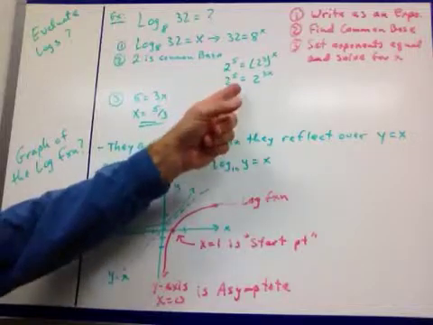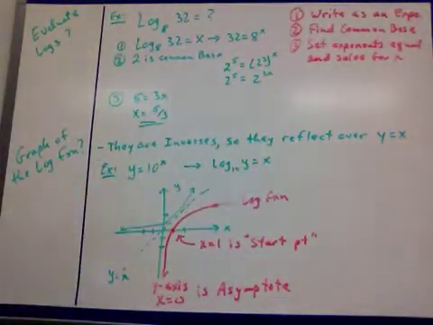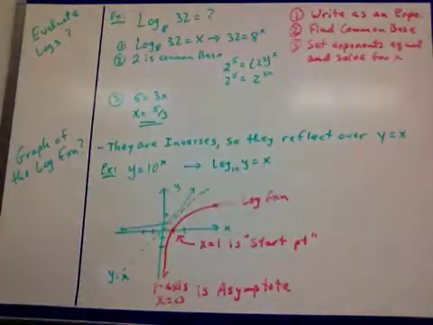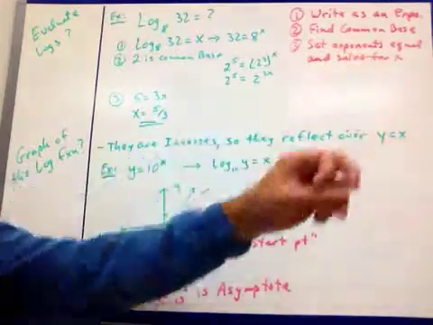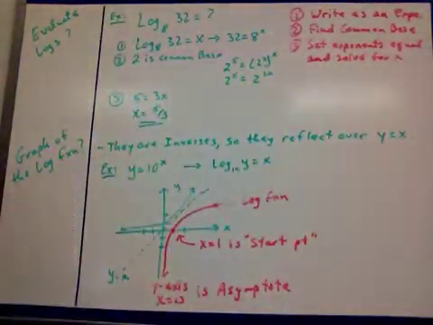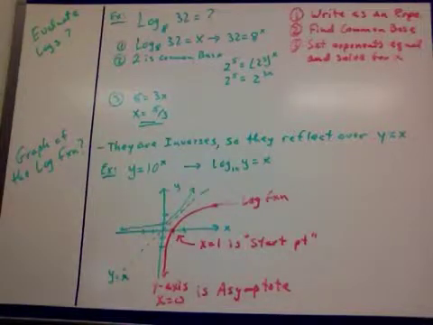So 2 to the 5th power equals 2 to the 3x. Well, when your bases are the same, then the exponents have to be equal if these two are going to be equal. So step 3 is set the exponents equal and solve for x. Set 5 equal to 3x. Divide the 3 out. X is 5/3. And isn't 5/3 between 1 and 2?